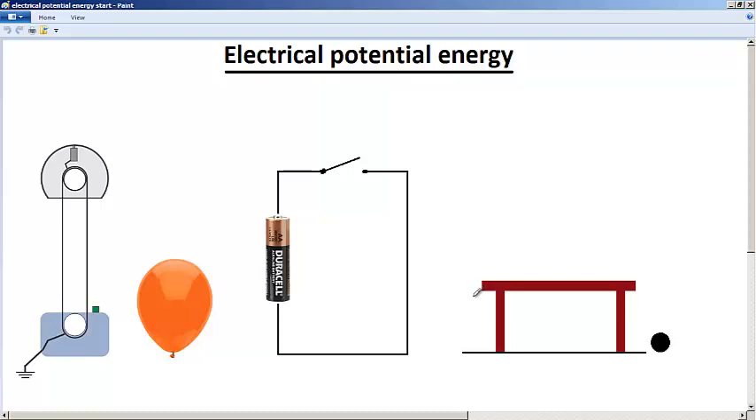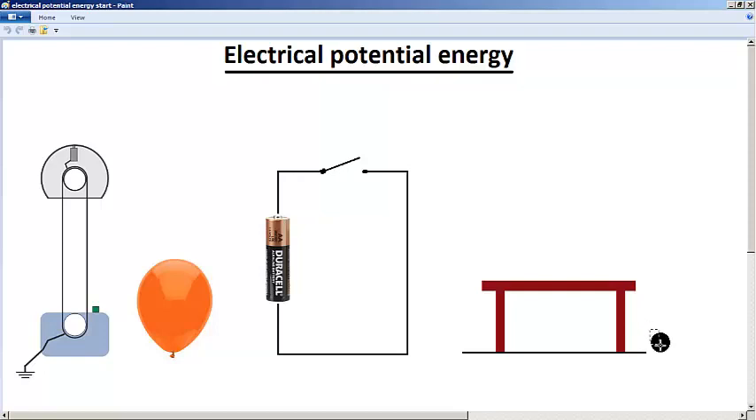In this lesson, we're going to look at electrical potential energy and electrical potential difference. To help us understand this, let's just have a look at this table. By the side of that, I've got a cannonball, and I'm going to increase the potential energy of the cannonball.